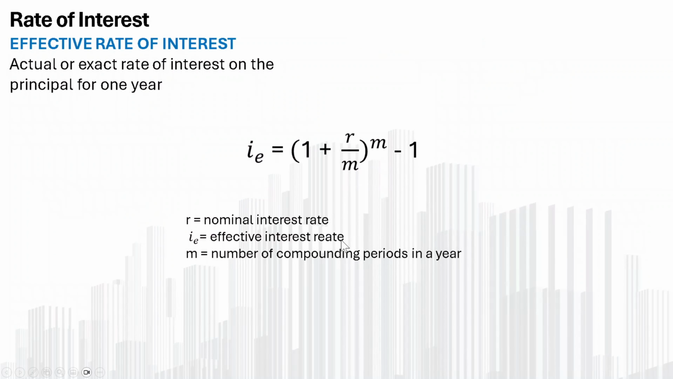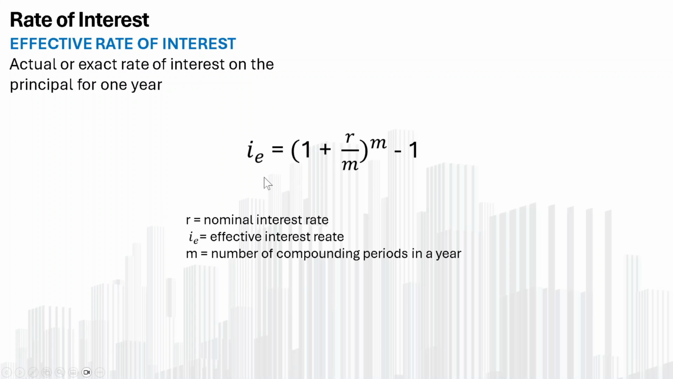Okay. And then we have the effective rate of interest in this particular format, which is the actual or exact rate of interest on the principal for 1 year. Normally, you hear about the effective rate of interest from banks. They're referring to the interest rate on a per annum basis. But if you're taking loans of less than 12 months, normally you would hear the nominal rate of interest, or you can convert the effective rate of interest to the nominal rate. There's actually a relation in between.